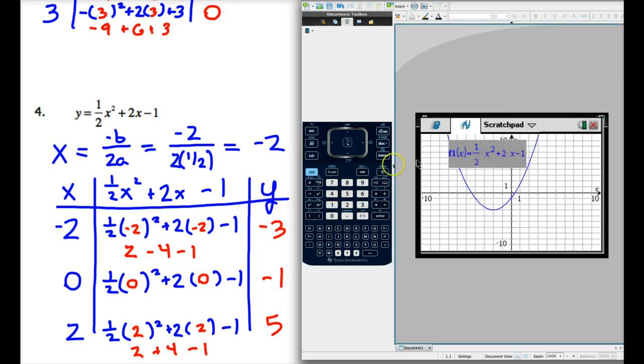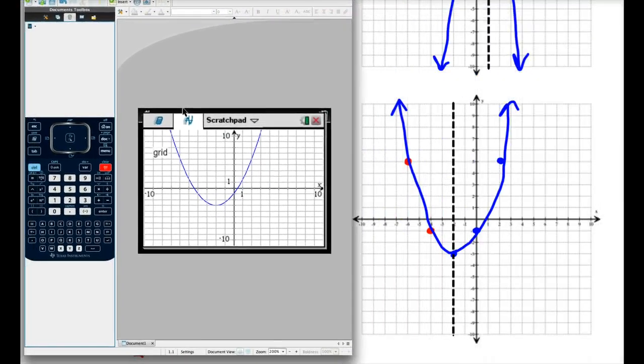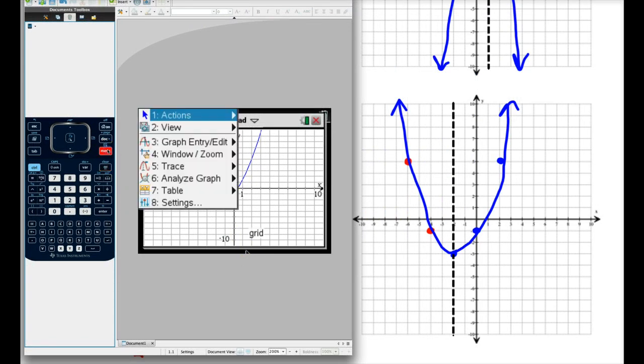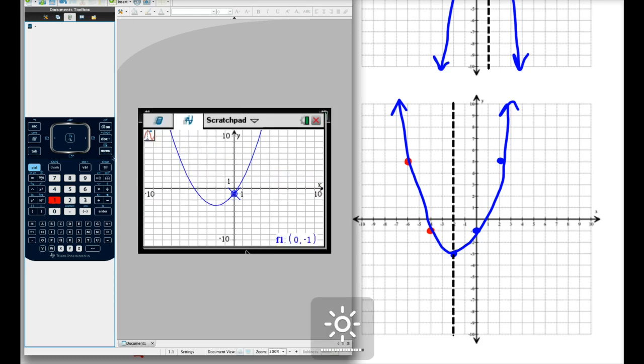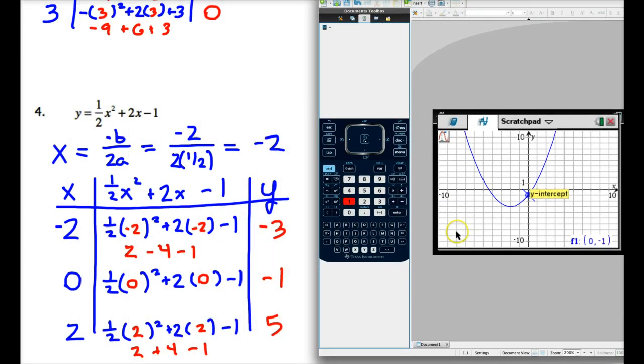Okay, I'm going to get rid of this here so I can see. So my graph looks right here. Okay, it looks pretty good. Just double check and make sure your coordinates are in the same place. What you can do is use your menu trace feature. If you hit menu and then number 5 trace and then 1 graph trace, you can actually type in the different values you got from your t-chart and see if you have points at the correct spots.